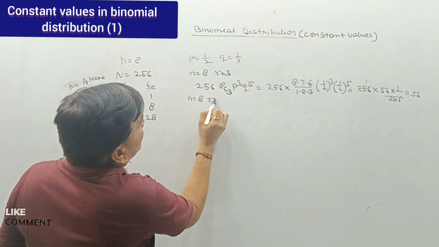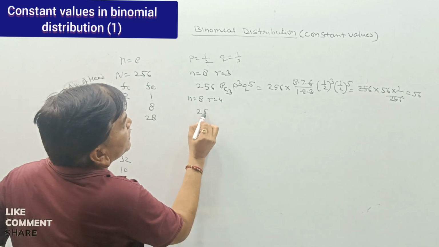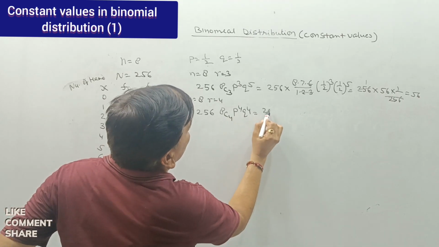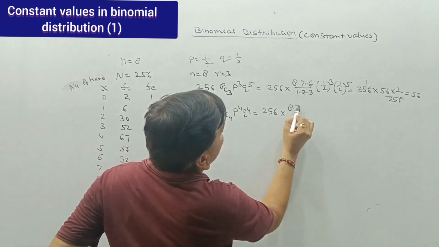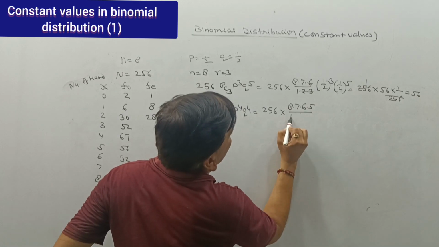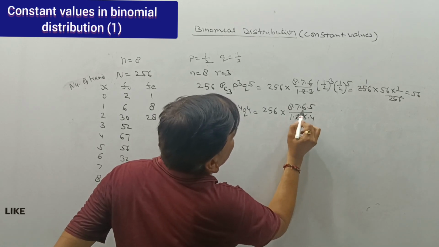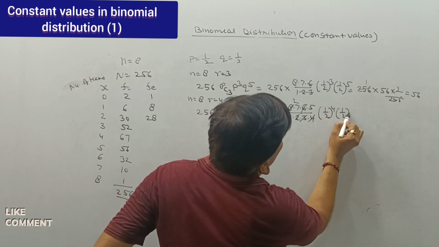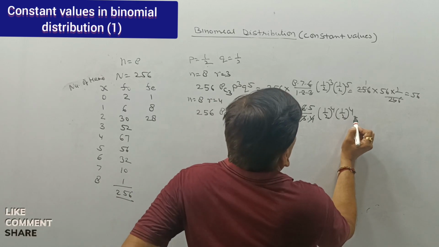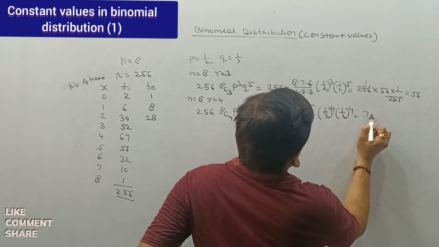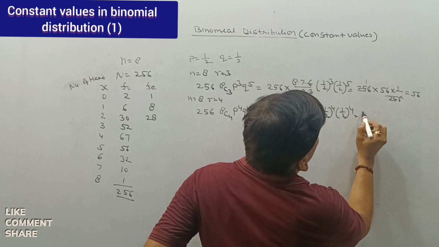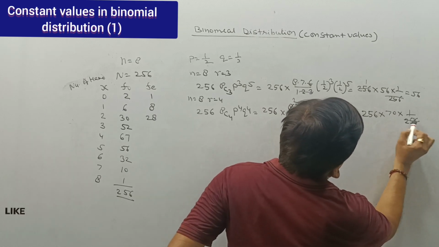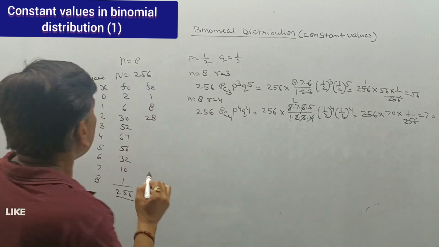n is equal to 8 and r is equal to 4. Then 256 8C4 p raised to power 4 q raised to power also 4. So 256 multiply (8 multiply 7 multiply 6 multiply 5 upon 1 multiply 2 multiply 3 multiply 4), (1/2) raised to power 4 and (1/2) raised to power 4. So that is 256 multiply 70 multiply 1/256, so that will be 70. So the frequency of this will be 70.